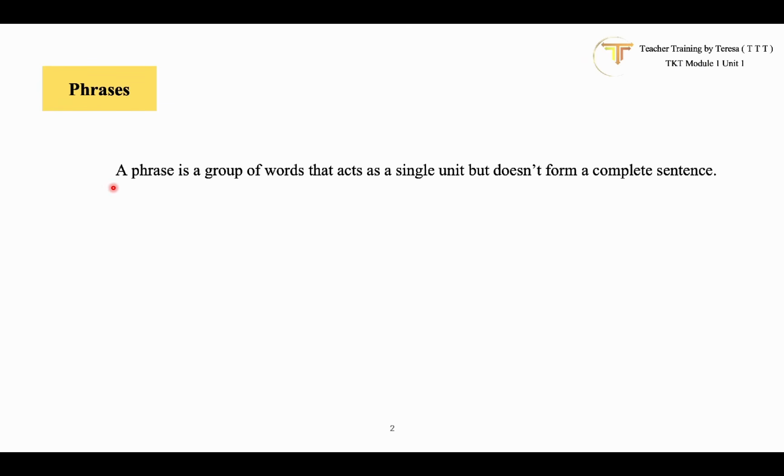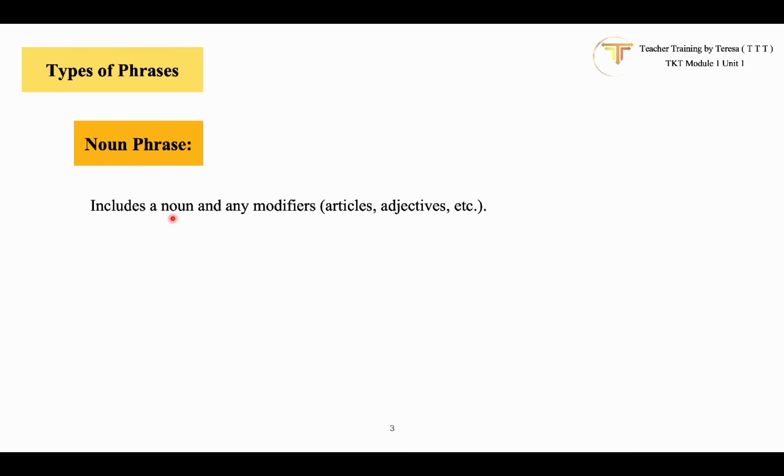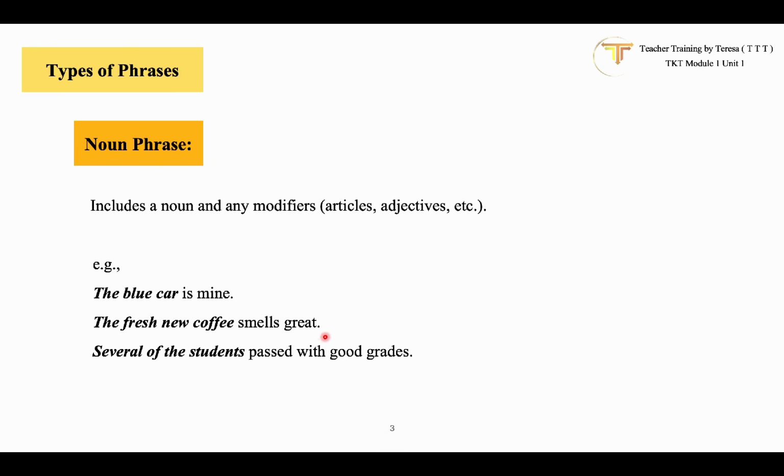Phrases. A phrase is a group of words that acts as a single unit, but doesn't form a complete sentence. Types of phrases. Noun phrase: includes a noun and any modifiers, such as articles, adjectives, etc. Examples: The blue car is mine. The fresh new coffee smells great. Several of the students passed with good grades.